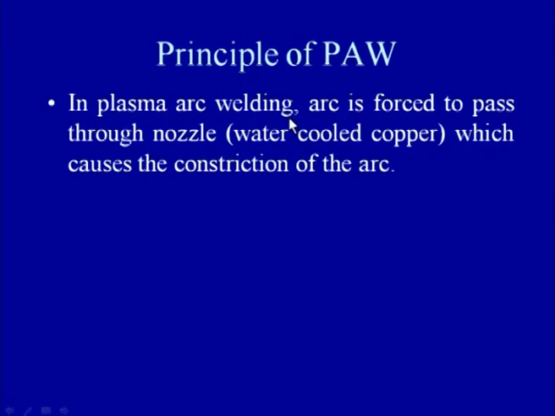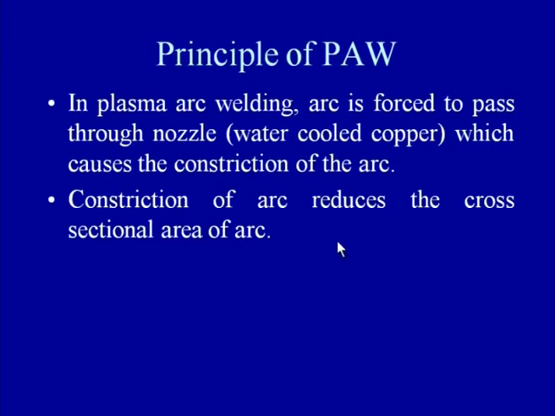In the plasma arc welding process, the arc is forced to pass through the nozzle, as I have just explained, and this nozzle is normally water cooled and made of copper, so that its temperature can be maintained within the safe limits without getting deteriorated much. This forcing of the arc to pass through the nozzle results in the constriction of the arc. This constriction means its cross sectional area is reduced and the arc is allowed to flow through a narrow, small size nozzle.